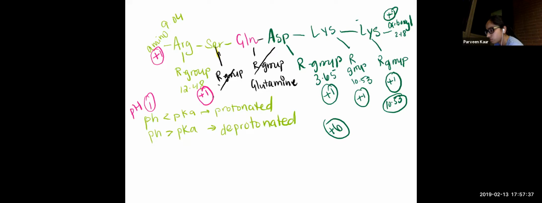One, 2, 3, 4, 5, 6. How does he get plus 4? Because this is the math that you're supposed to follow. Look at the pH and compare it to the pKa, and either give it a plus or minus charge.